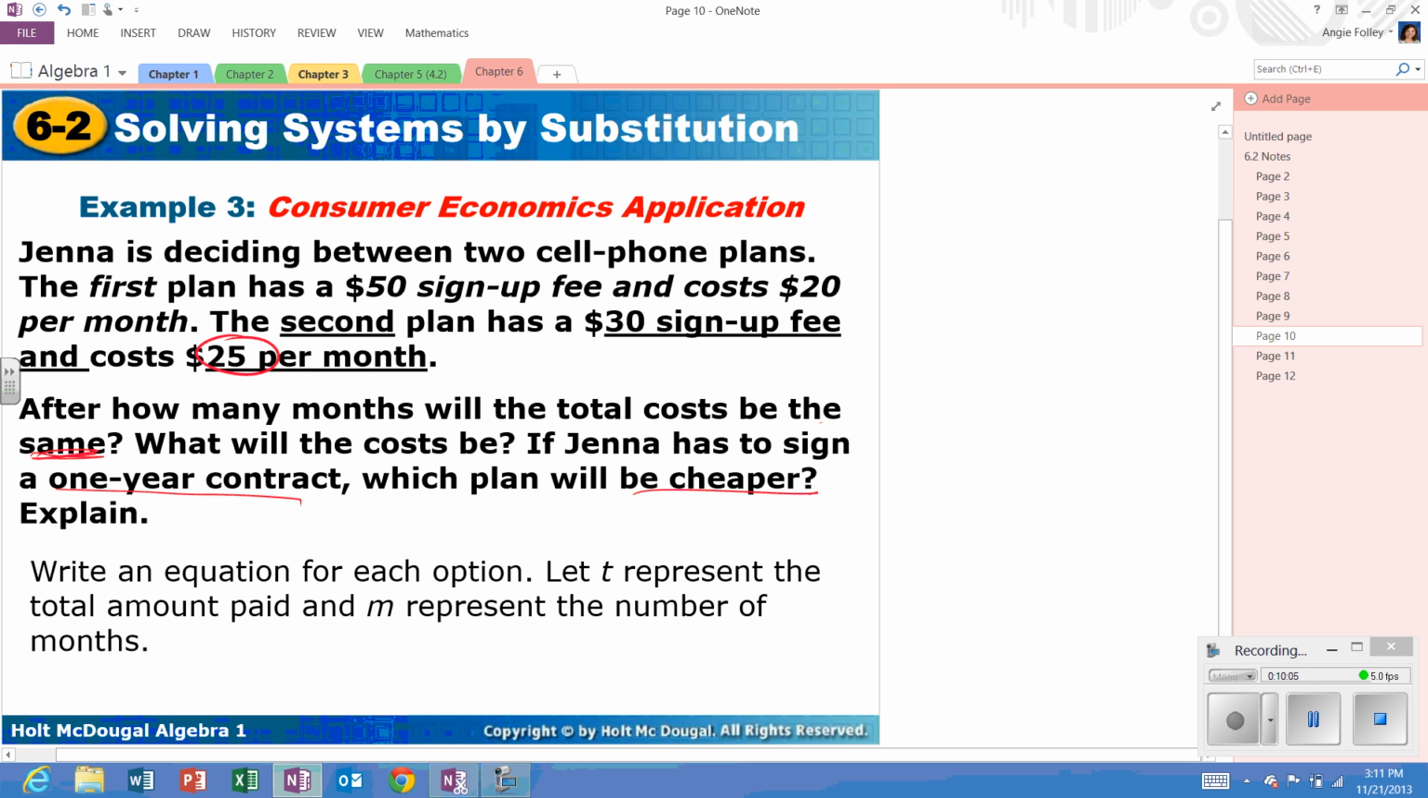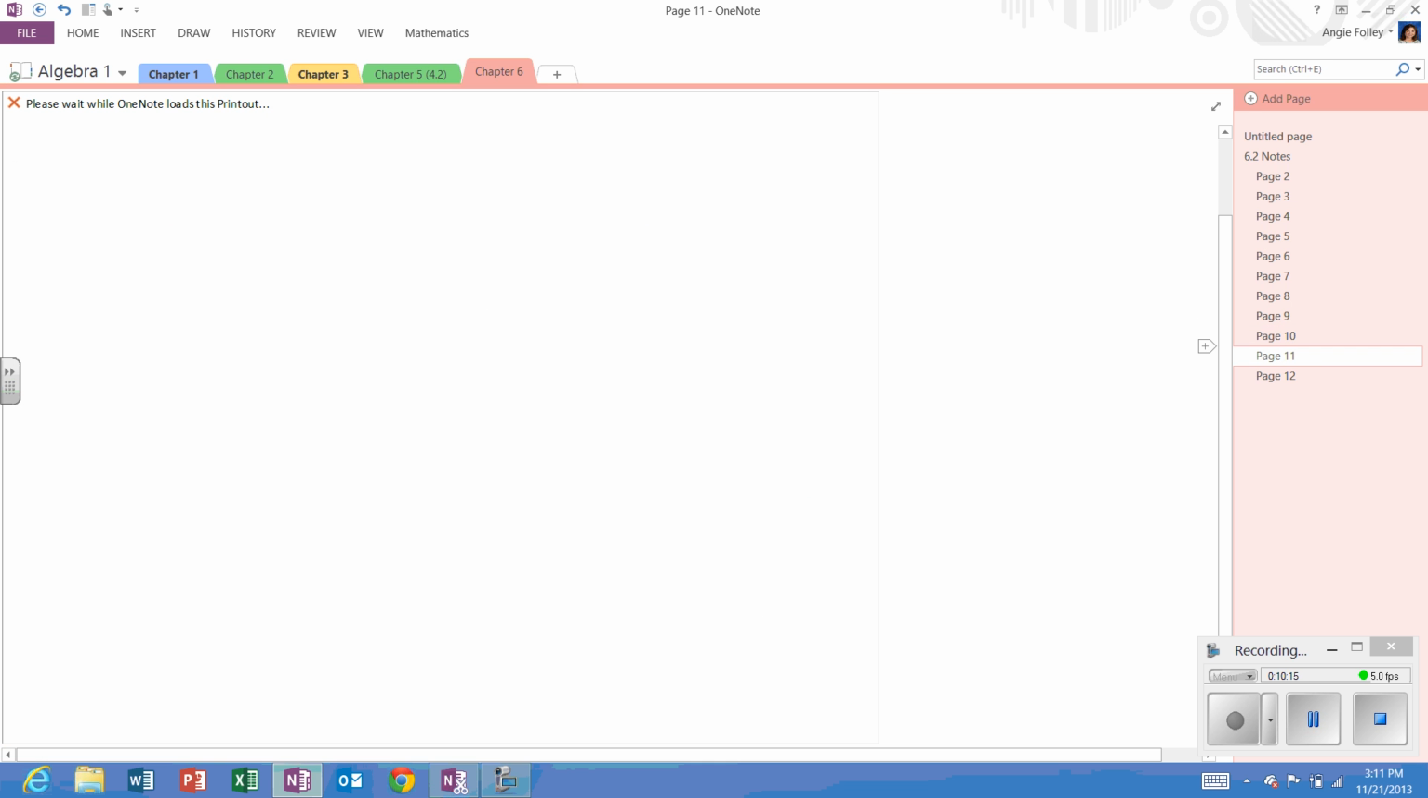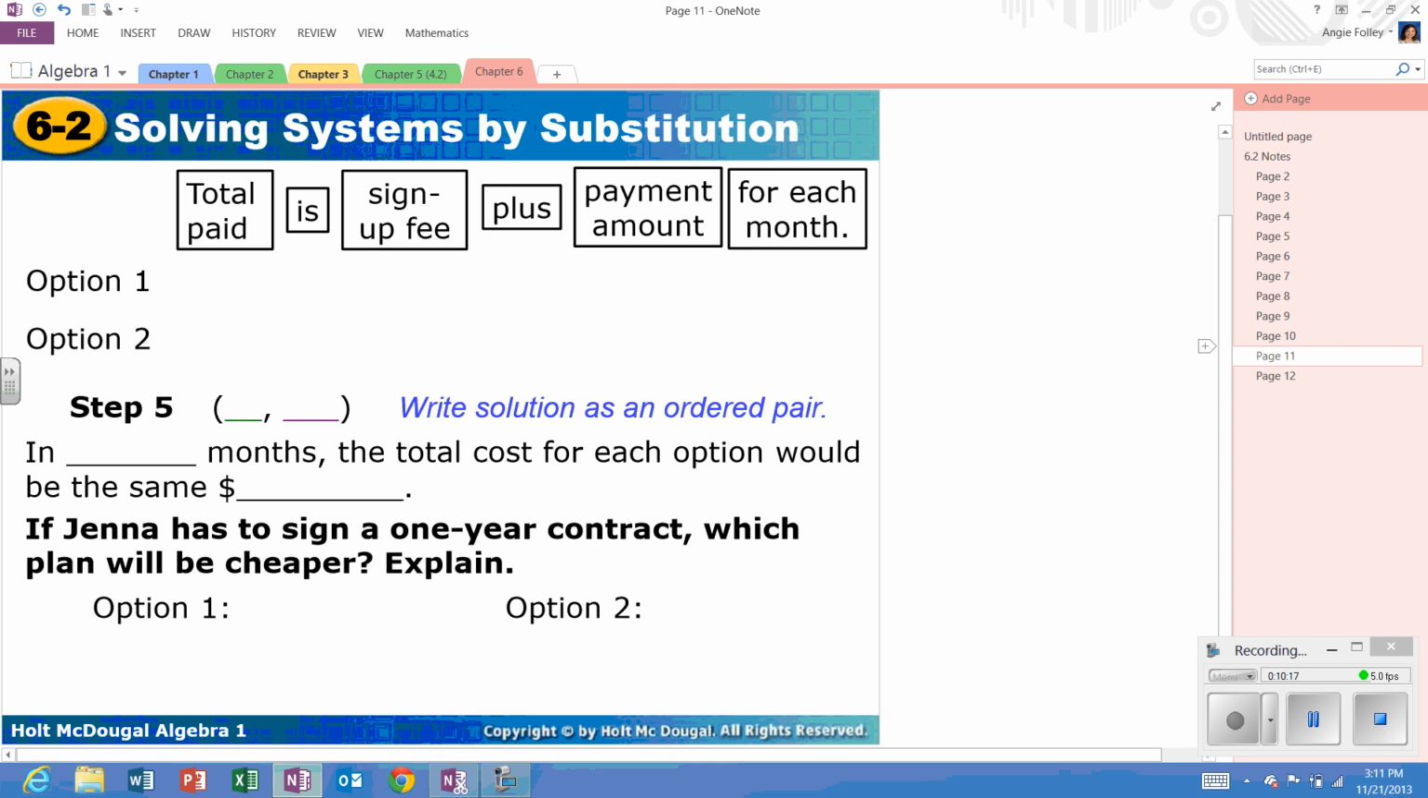So we're going to do 2 parts here, okay? We're going to write an equation and let T represent the total amount of money spent and M represent the number of months. Our verbal model here is that the total paid is equal to the sign-up fee plus the payment amount for each month. So for option 1, the total paid is $50 plus $20 per month. For option 2, it's $30 for a sign-up fee plus $25 per month.